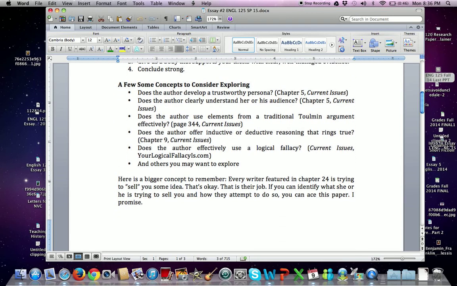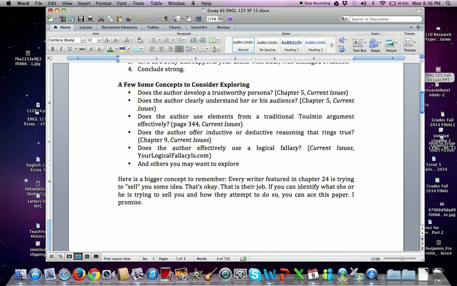So how do we do this? Okay, so how do we determine if something is persuasive? Well, let's look at all the concepts we've examined so far. From chapter 5, the authors of our book, Current Issues and Enduring Questions, discuss how authors can develop a trustworthy persona. Does the author clearly understand his or her audience? Again, this is something brought up by the authors and editors of Current Issues. Does the author use the elements from a traditional Toulmin argument effectively? You can find that on page 344 in Current Issues.